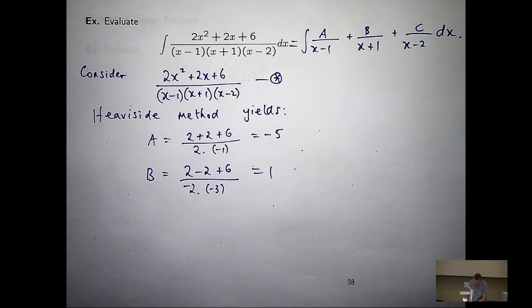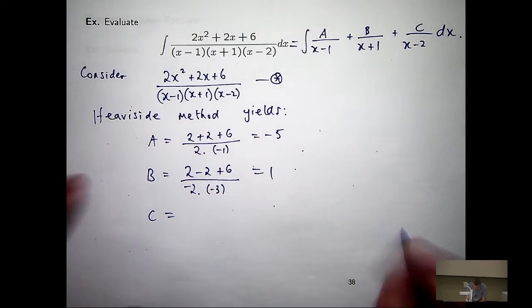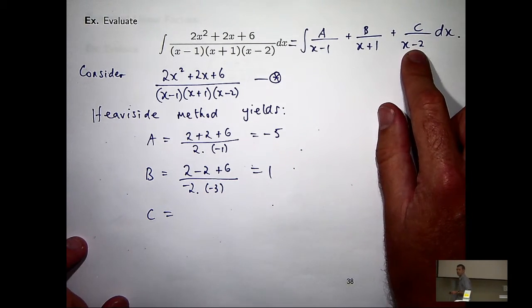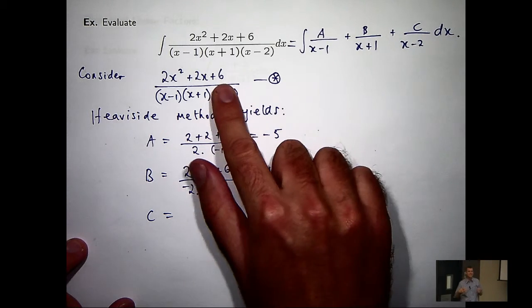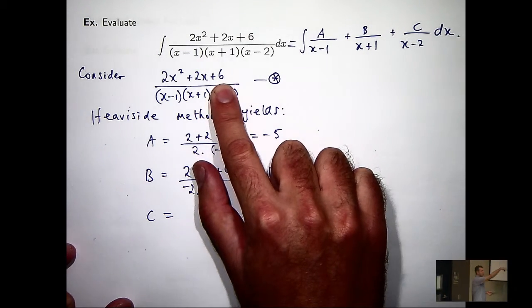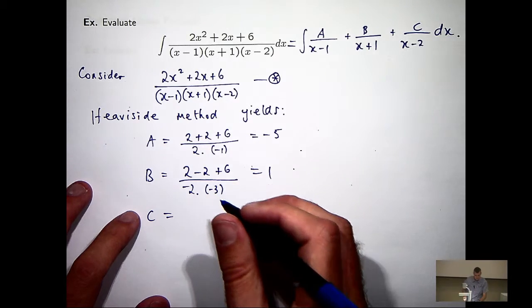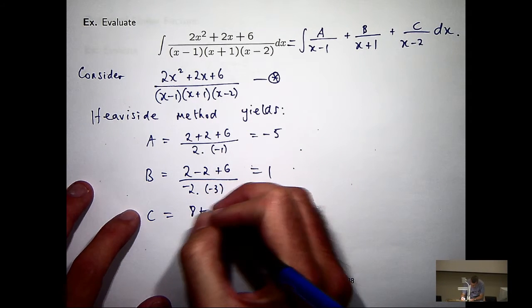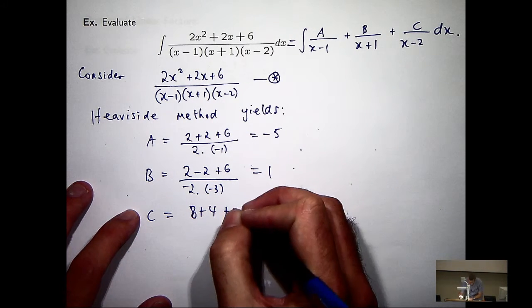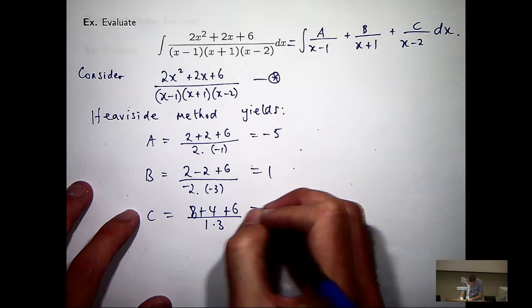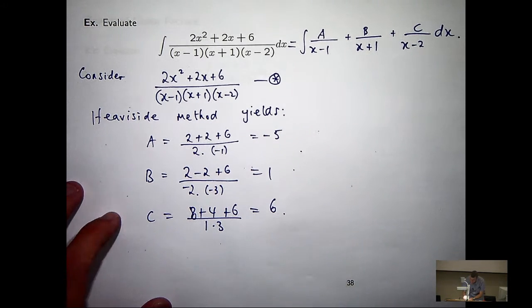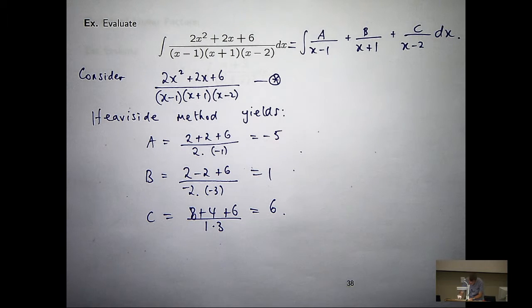All right, and finally, for C, lies above x minus 2. So I cover that up and plug in x equals positive 2. So I'm going to get something like this. Okay, pretty easy. So now I just take those values and do my integration.